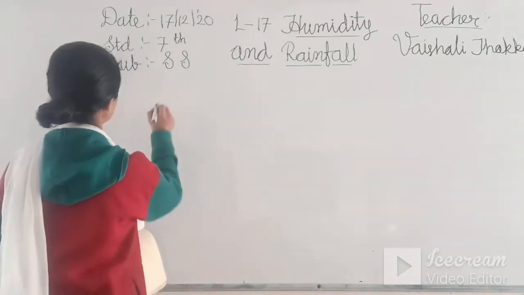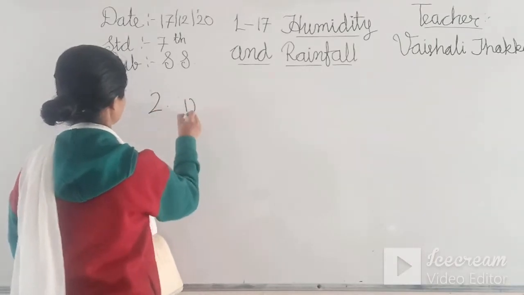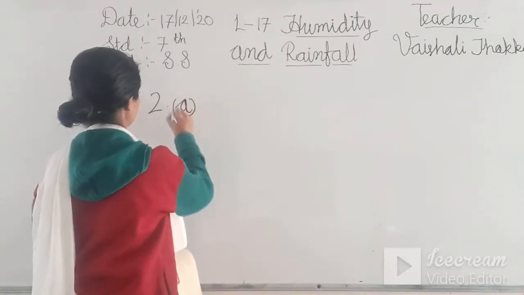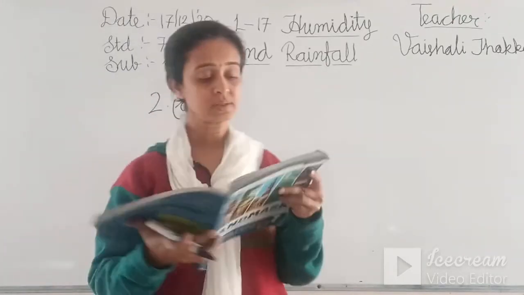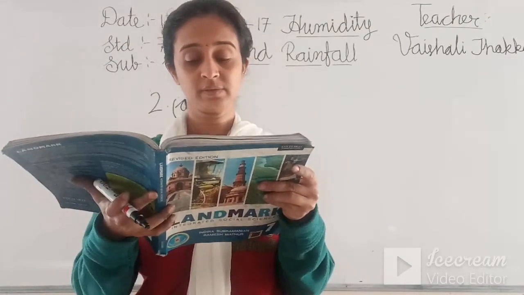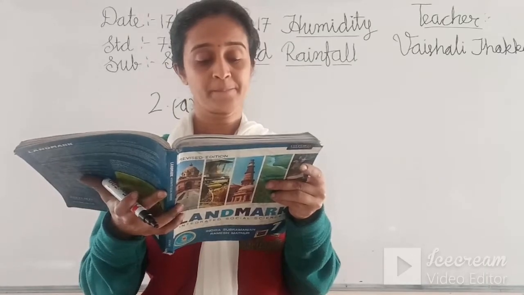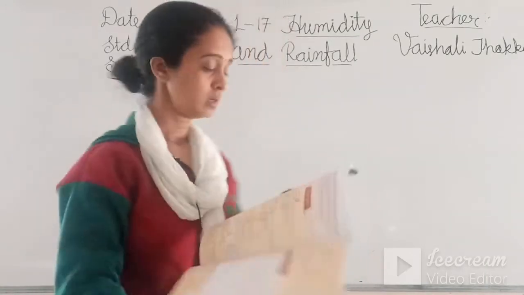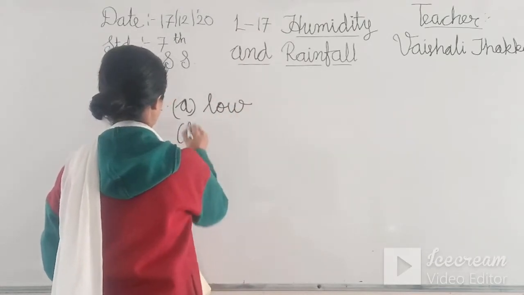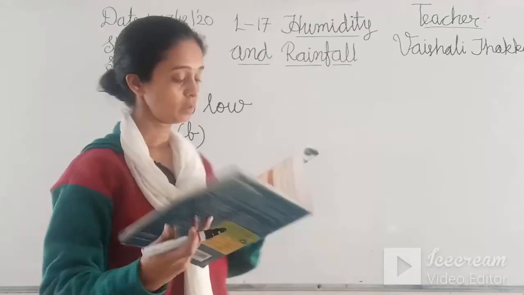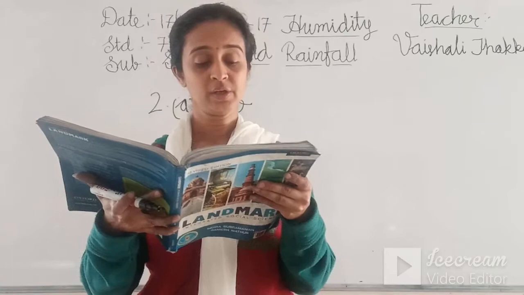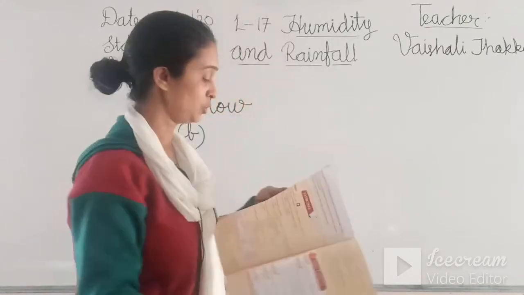Second exercise, choose the correct answer. First is, in the hot desert, the humidity is generally low. The temperature at which condensation starts is called dew point.